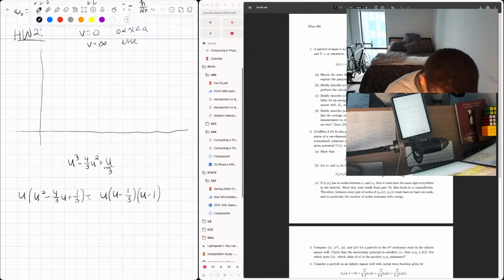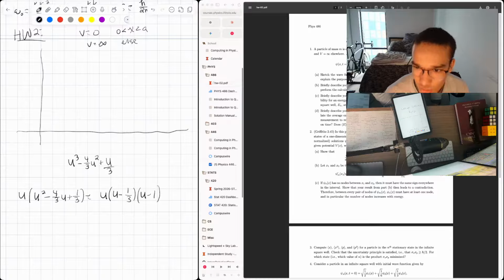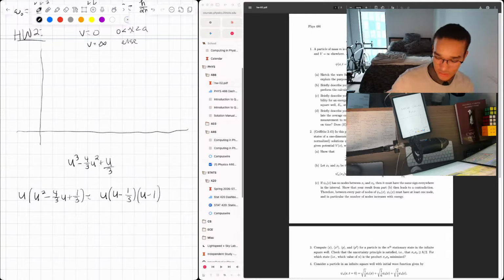So, how do you graph things? At u equals 1/3, it's going to be 0. At u equals 1, it'll be 0. U equals 0, it'll be 0. But I'm like 90% sure the wave function can't be below 0. Maybe the wave function can go below 0. But then it's just going to be like a squiggly line.